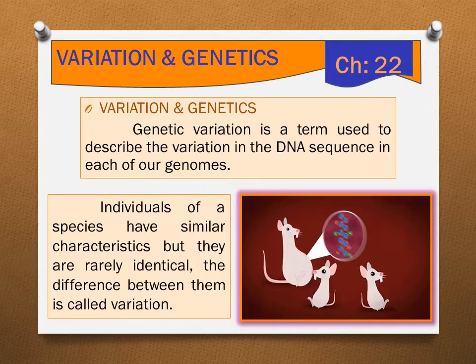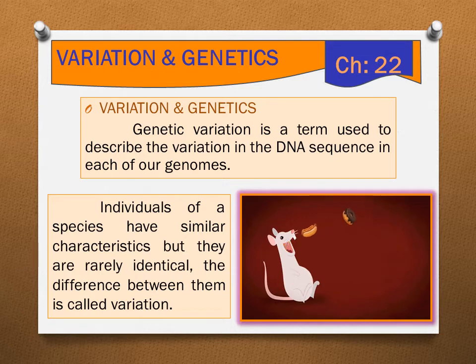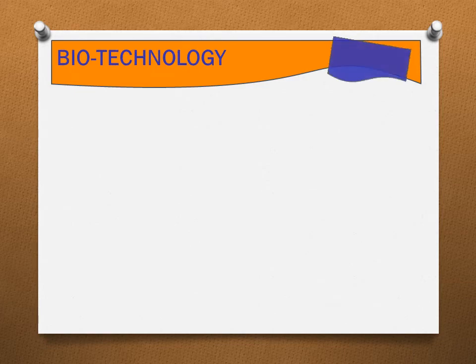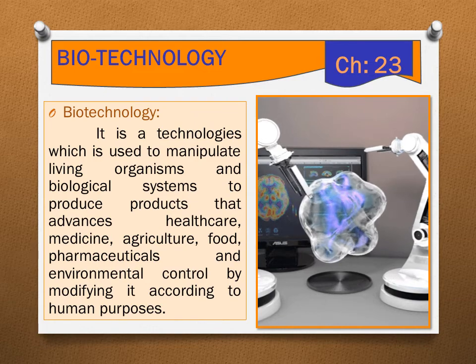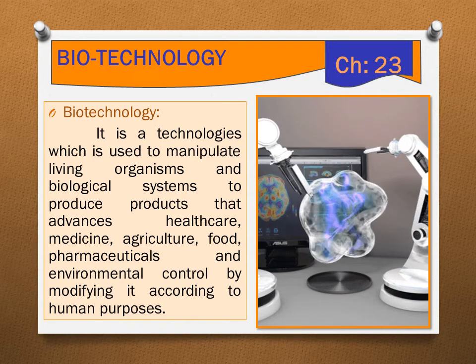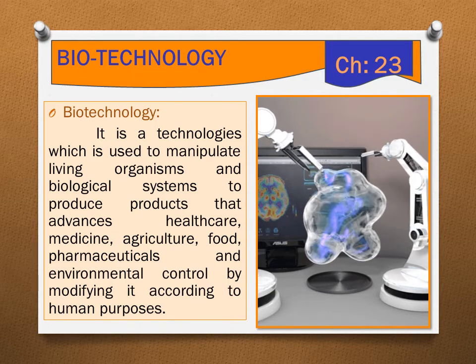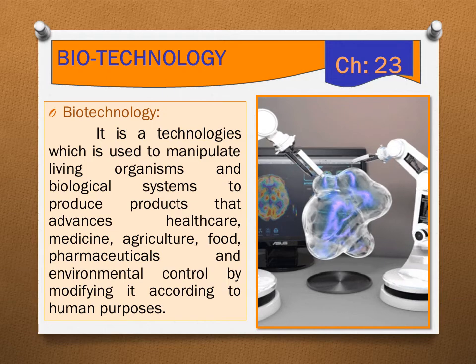The individuals of a species have similar characteristics, but they are rarely identical. The difference between them is called variation. Biotechnology. Biotechnology is used to manipulate living organisms and biological systems to produce products, or it can be defined as the use of biological knowledge for the welfare of mankind.